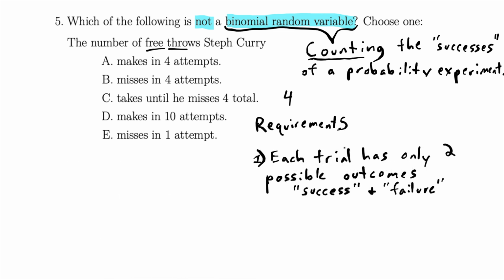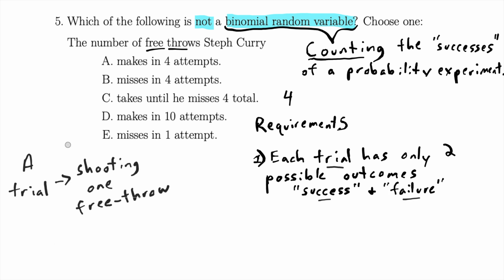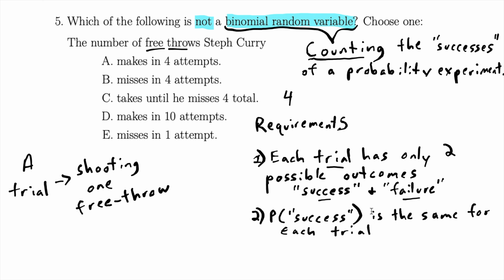The first one is that each trial has only 2 possible outcomes, success and failure. And every time that he shoots a free throw, either he makes it or he misses it. So this requirement is met for each one of these because they're all talking about shooting free throws. The second requirement is that the probability of a success is the same for each trial. And we did an example with Steph Curry earlier. Every time he shoots one shot, he always has the same chance of making it and the same chance of missing it. So that's not going to be an issue for any one of these.